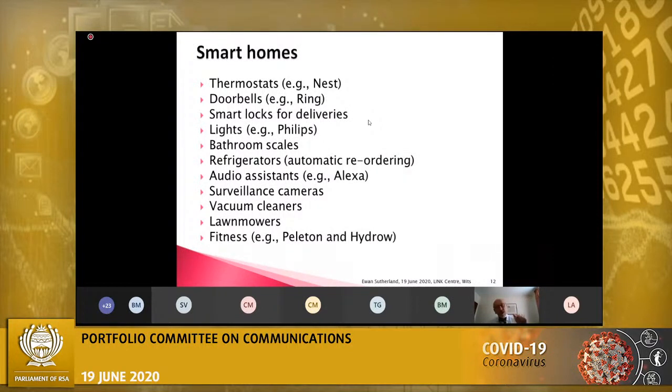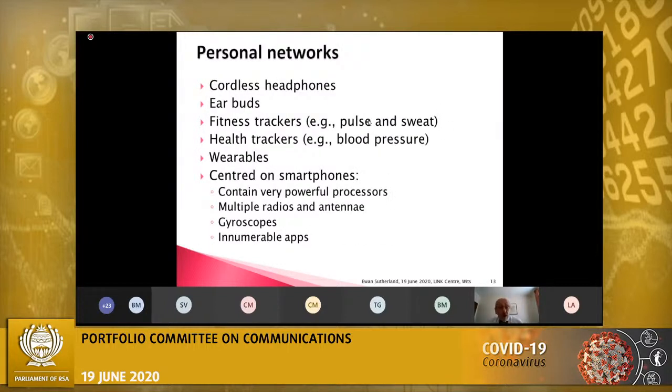One is that we're going to be using a lot more residential Wi-Fi, and the other is that we need some sort of connection to the internet from that. And we're also moving to a world of personal networks where we have cordless headphones, earbuds. I have a fitness band which will tell you my blood pressure.